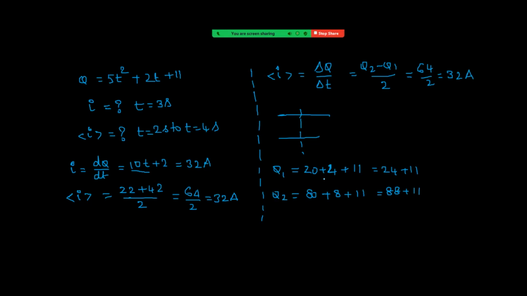So like this also we can solve. This is method 1, and this is method 2. The next one is by using a graph. You can try that also. So in these three ways we can calculate the average current.